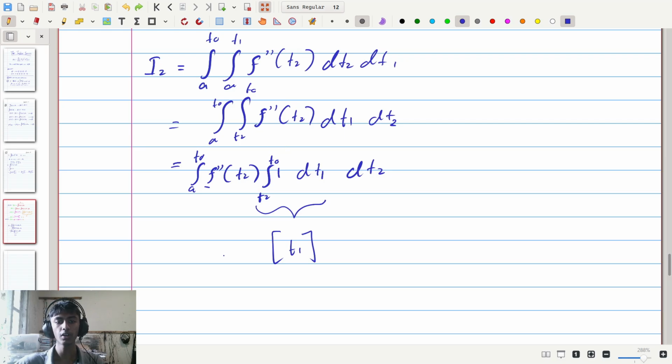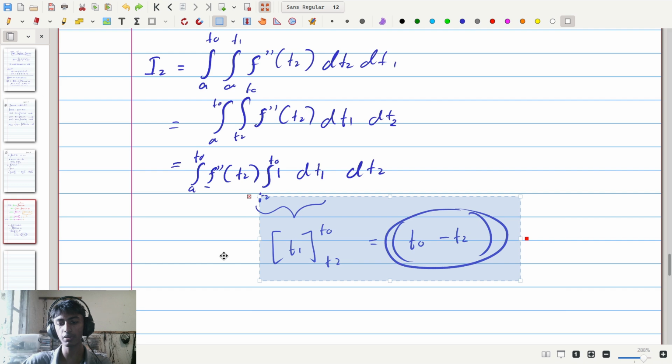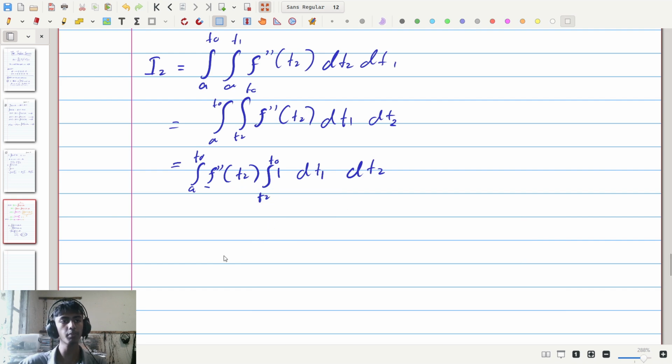So we have the limits going from t2 up to t0, which is going to be equal to the value of t0 minus the value of t2. So basically this definite integral on the inside here is equal to t0 minus t2, which we are going to immediately replace. So then, cutting this scratch work once again, we are going to immediately replace this thing with t0 minus t2.